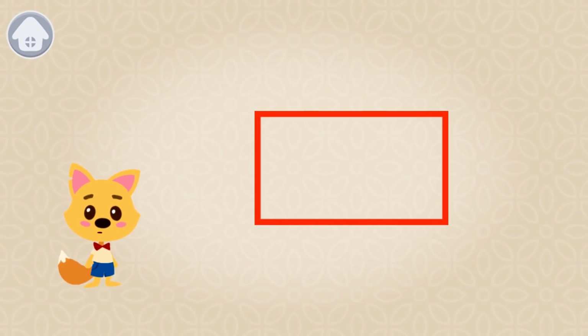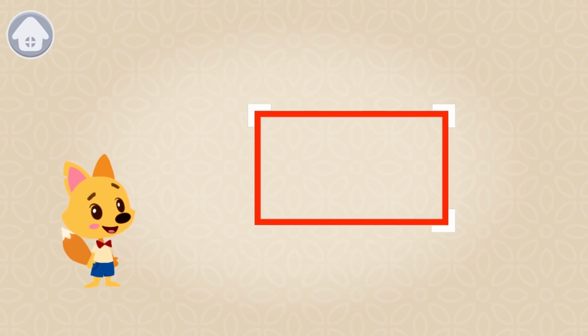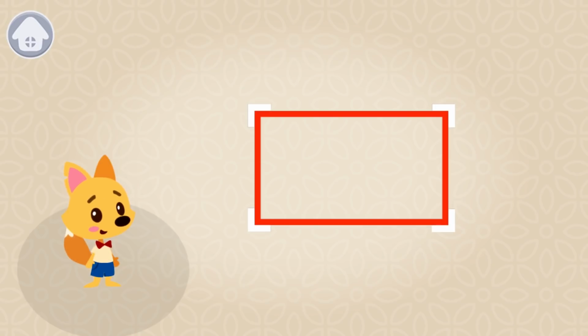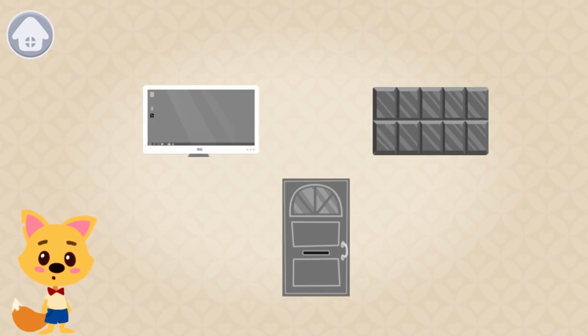This is a rectangle. It has four angles. 1, 2, 3, 4. The rectangle and the square are similar, but the rectangle can be higher or wider than the square. Tap on the rectangle. Tap on all the rectangular items.